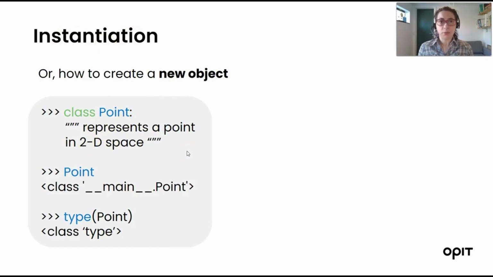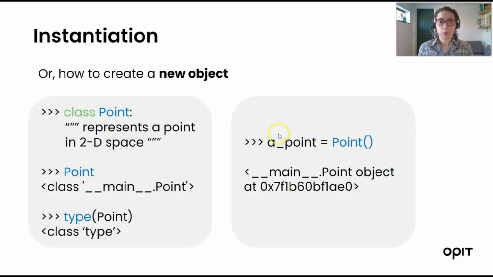To create a new object, we can just create a variable, give it the name that we want for the new object, and then assign it to a call to the point class with an empty parenthesis for now. So we just type the name we want to give our object, the name of the variable that represents the object, and then point, which is the name of the class, and an empty parenthesis for now. This creates an object of the point class.